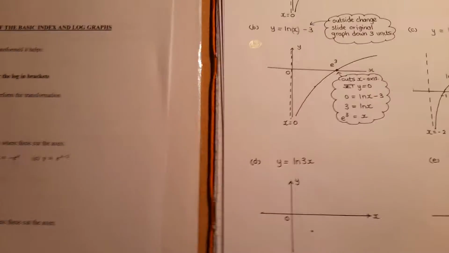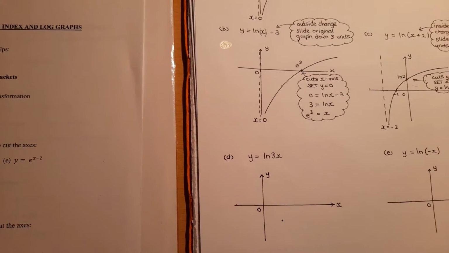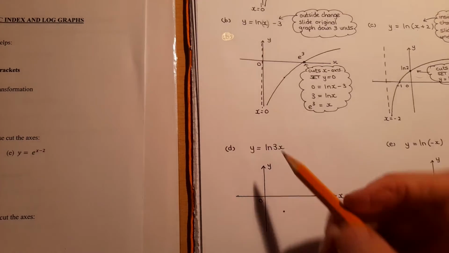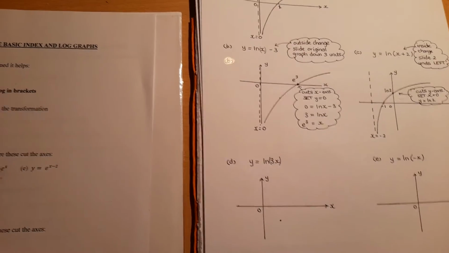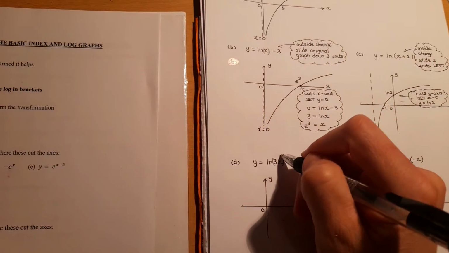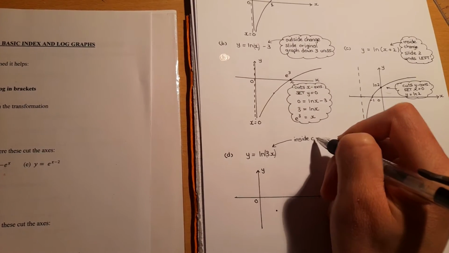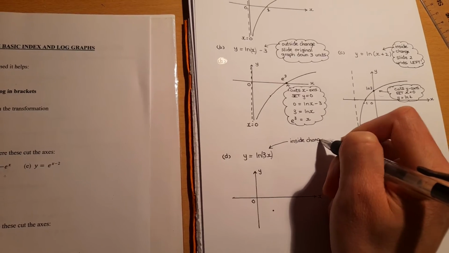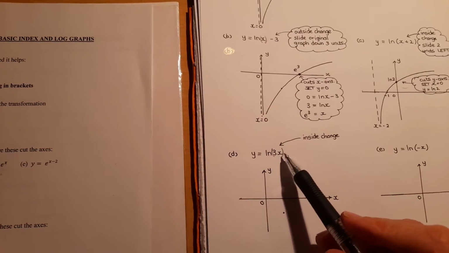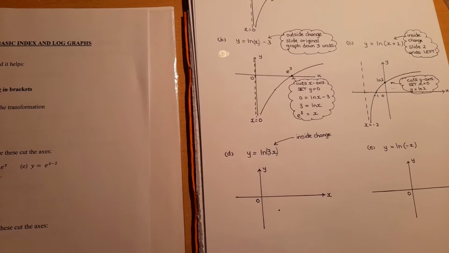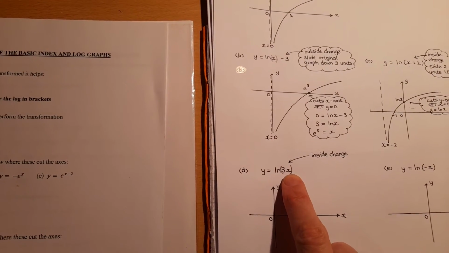Part D then. We want to draw the graph y equals natural log of 3x. Now again, put brackets around the bit that comes immediately after the log. So the bit that comes immediately after the log is 3x. So put brackets around it. So that tells you it's an inside change. And an inside change, again, is a change in the x coordinate. And you do the opposite of what your brain is telling you. Your brain is saying multiply the x coordinates by 3. No, you're doing the reverse. You're dividing by 3 or multiplying by the reciprocal 1 over 3.